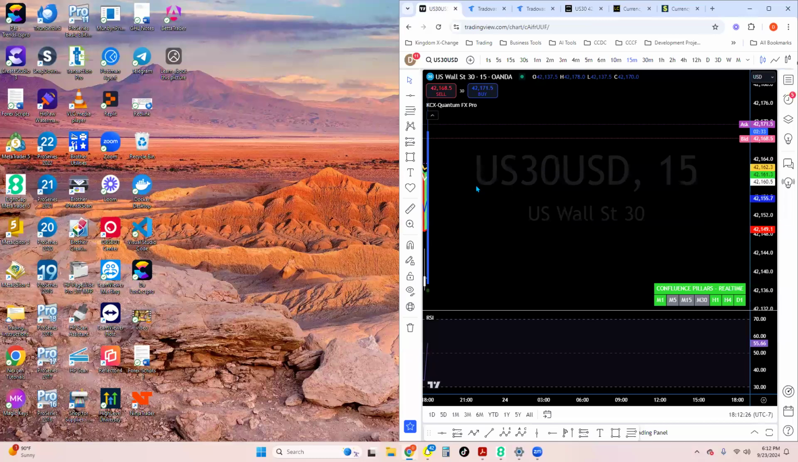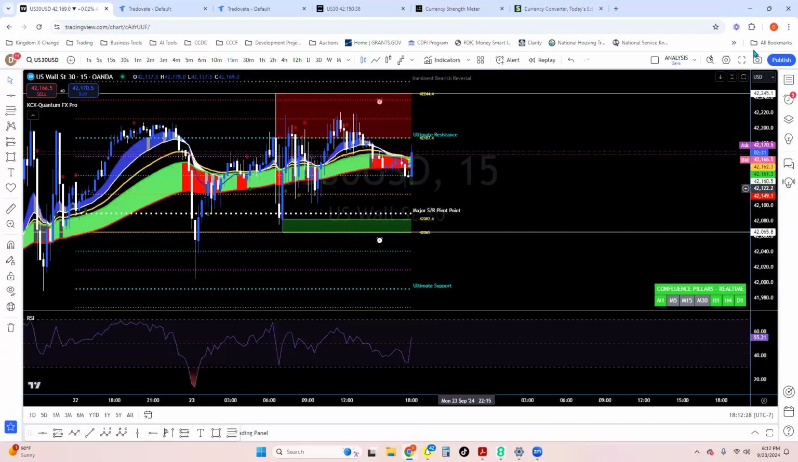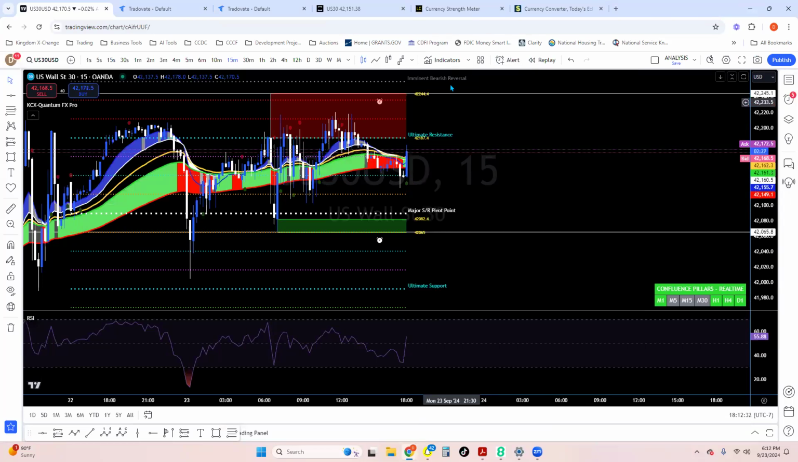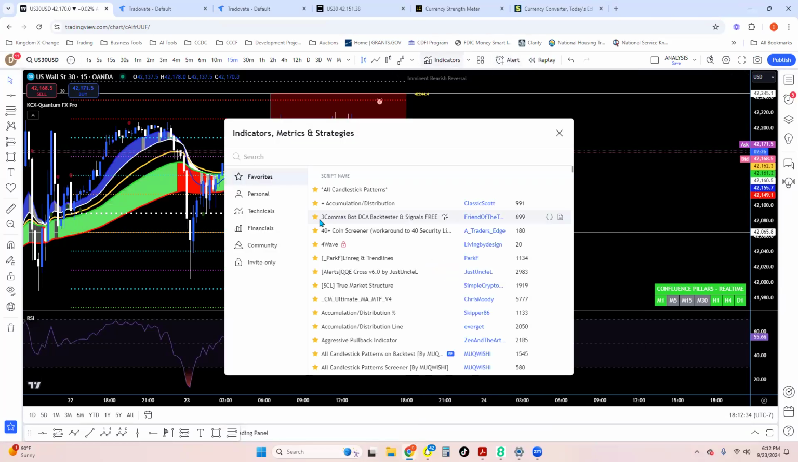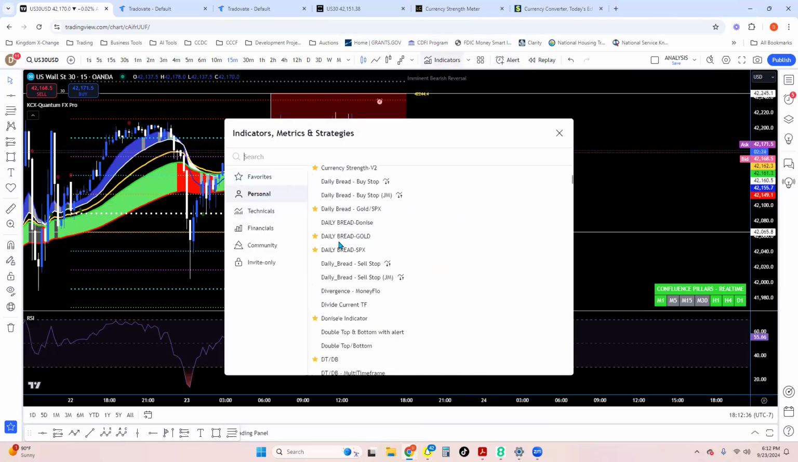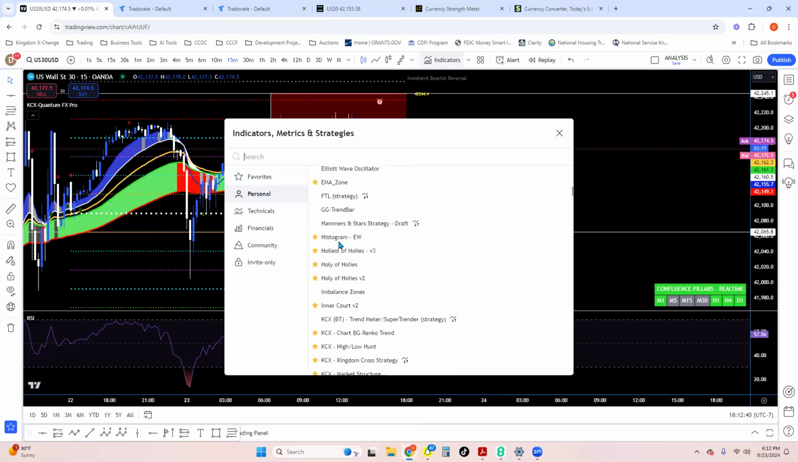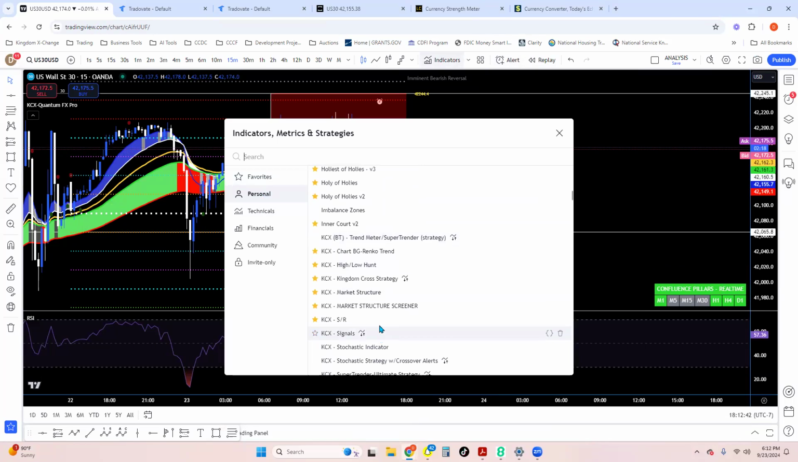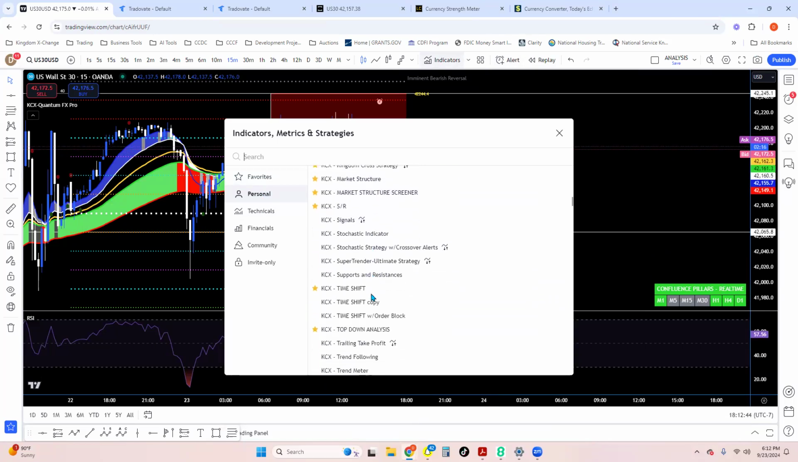Yeah. I don't even remember the name of it, but let me see if I can find it. I literally created an indicator that tells me what market structure is.